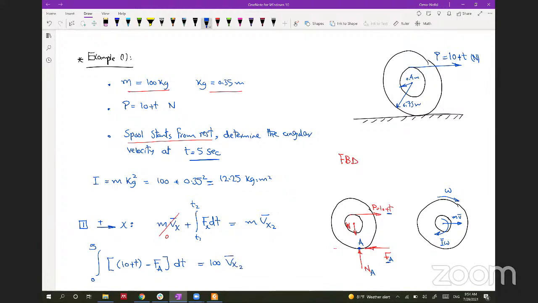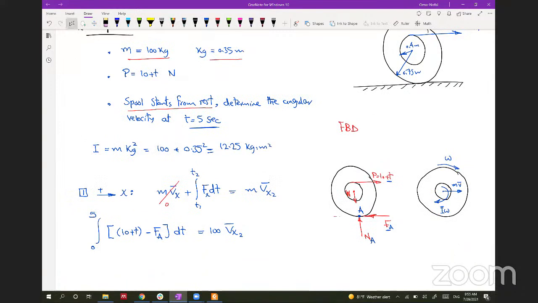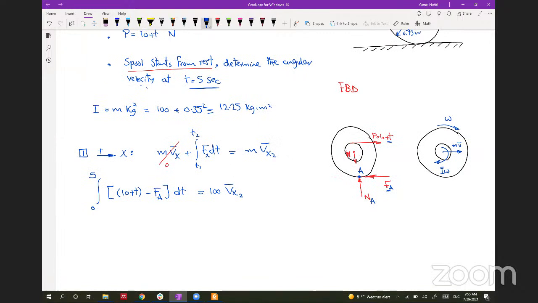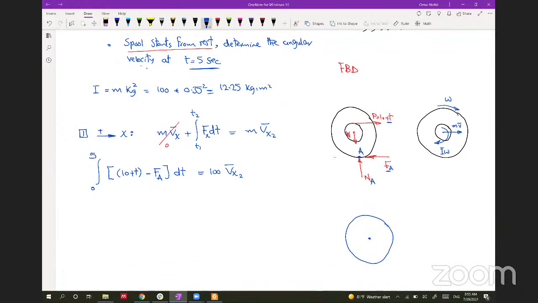Vx2 bar. All right, so what's required here is the angular velocity. So we need to transfer Vx into omega form. If we have this, and we have the center, and we know that Vx bar is here. If we want to get Vx bar in terms of omega, we know that omega will be in this direction, and here is the instantaneous center of zero velocity, and this is r, so Vx bar is equal to omega multiplied by r.